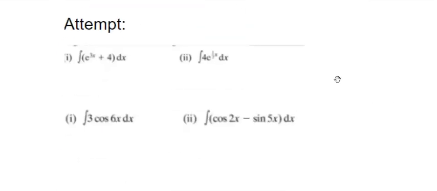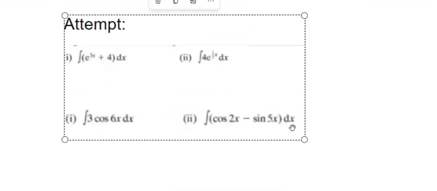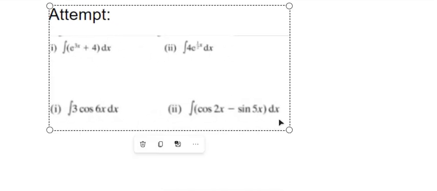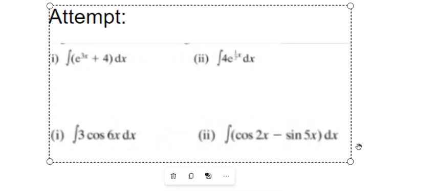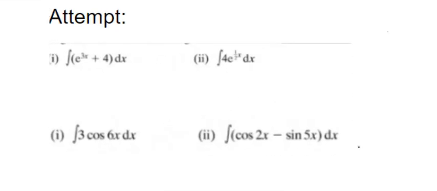Right, if you want to try these quickly, it's just a few, and then if you want to pause the video and play it on, I'll go through the answers to them. Right, so the first one, it will just be e to the 3x, and then it's all over 3 plus 4x plus c. Second one, it would be 4. 4 doesn't really make a difference here because we'll be dividing anyway.